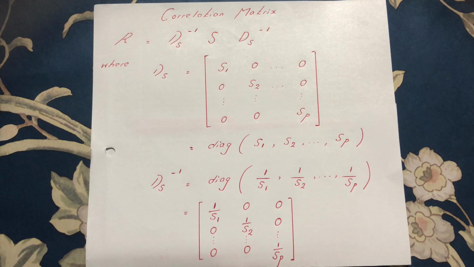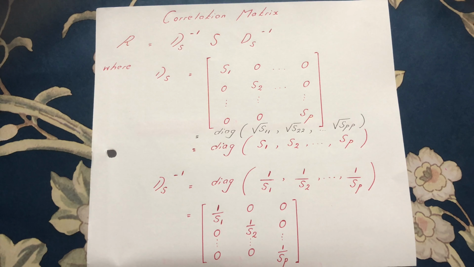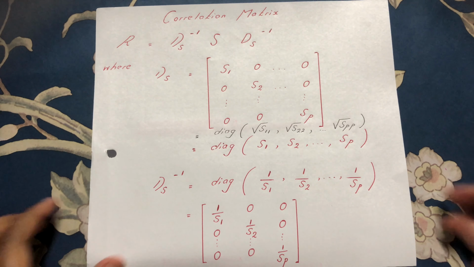The formula for calculating O is ds inverse times S times ds inverse, where ds is a diagonal matrix of S1, S2 till Sp, where S1 is the square root of the sample covariance S11, S2 is the square root of S22, and Sp is the square root of Spp.